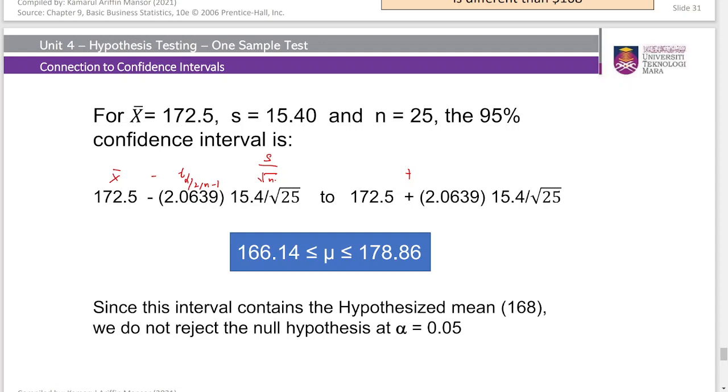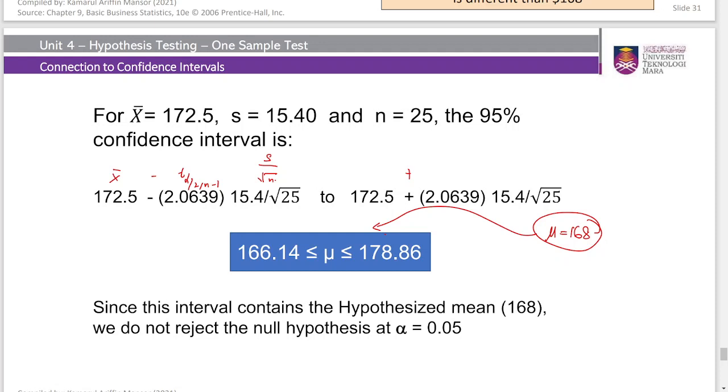In order to test whether you need to reject the null hypothesis or fail to reject the null hypothesis, you compare the hypothesized mean value with the confidence interval. So look at the hypothesized mean value. The hypothesized mean value states that mu is equal to 168, right? So you have to look at 168. Is it inside the confidence interval?